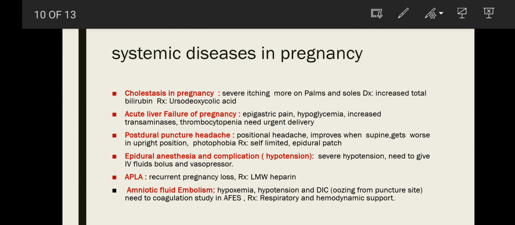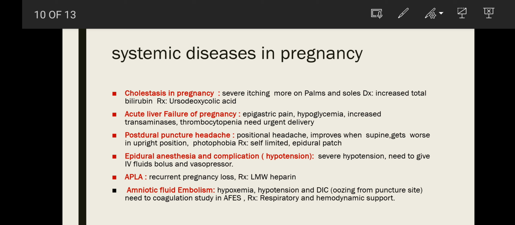The last one is amniotic fluid embolism. Amniotic fluid embolism happens when amniotic fluid enters the maternal circulation. In case of abruptio placentae, amniotic fluid can enter the maternal circulation, which results in DIC in the mother. It is a very dangerous condition. It presents with hypotension, bleeding from the punctured sites, and hypoxemia.